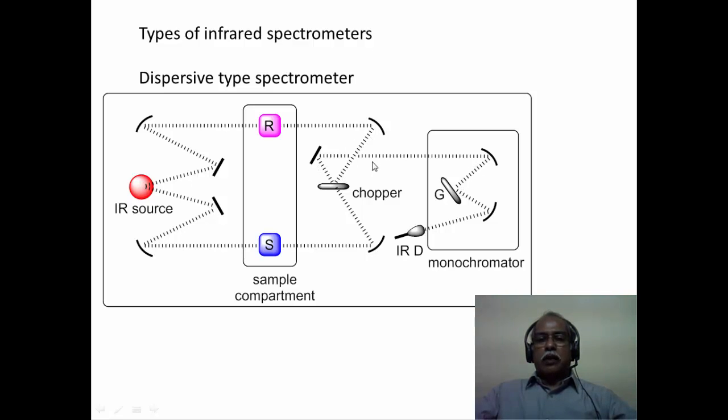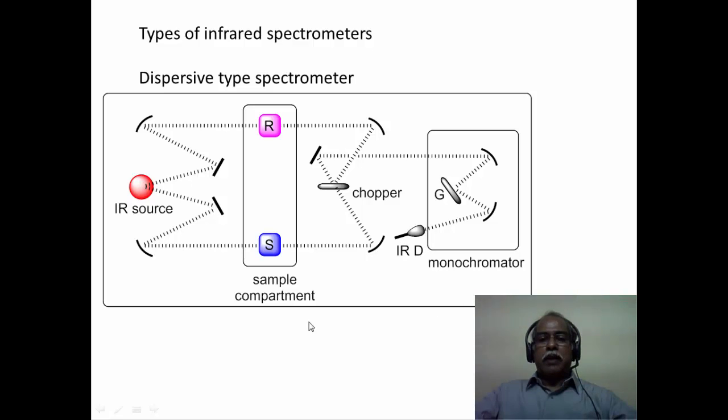For example, when the chopper is open, this beam will go in and hit the grating, or if the chopper is closed, this beam will get reflected onto the grating. The grating is a dispersive mode grating, so essentially it resolves the frequencies of the infrared region one after the other by tuning the grating, and the light falls on the infrared detector. The detector detects it and puts it in the form of a signal which is recorded as an infrared spectrum.